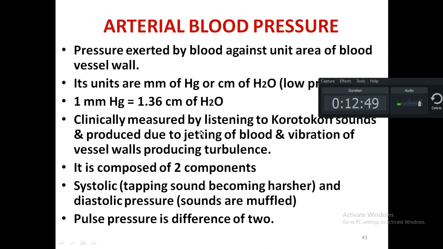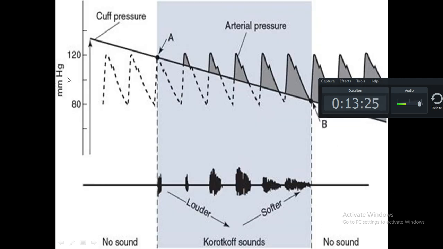Now this arterial blood pressure is composed of two components. One is the systolic component, in which a tapping sound is heard which gradually becomes harsher, and then the diastolic pressure, in which the sounds are muffled. Muffled means their intensity is low, or in Urdu we can say daba hua awaz. Now pulse pressure is the difference of the two. Here you can see how we can record the blood pressure.